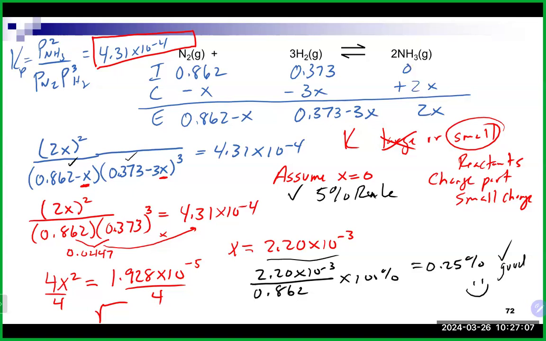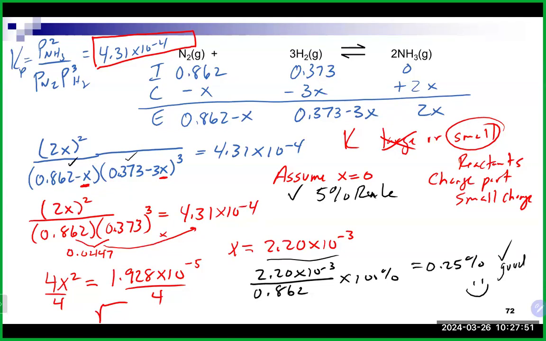Why did I not use the assumption on any of the problems that we did previously? You could, but we didn't use the assumption on the previous ones because the K values were large, right? The K values were 54.3 and like 7.7 or something like that. And what those large K values mean is that the change is going to be relatively large going to the product side, and that we can't make that assumption. So you can only use this assumption when your K value is small, because the change should be relatively small.